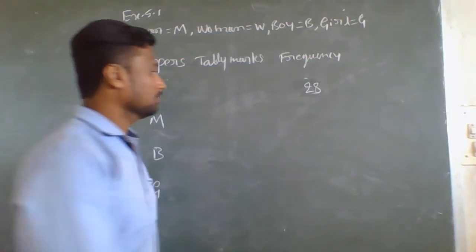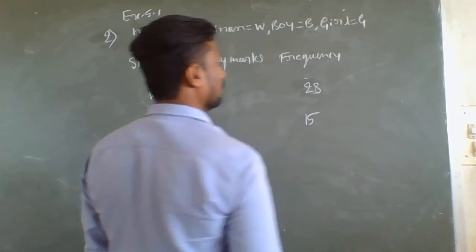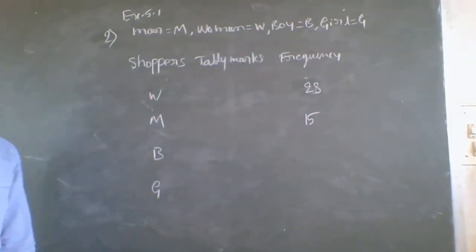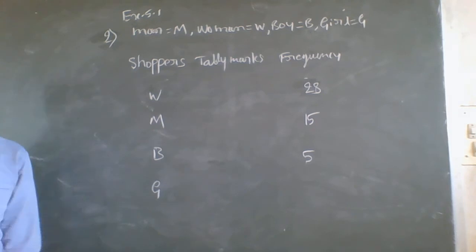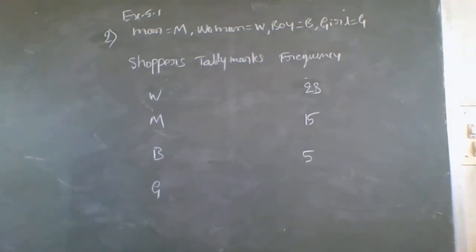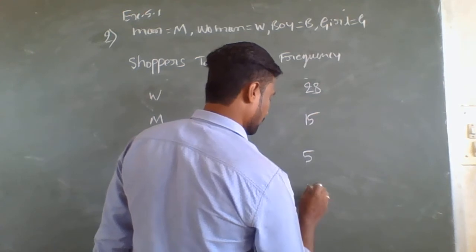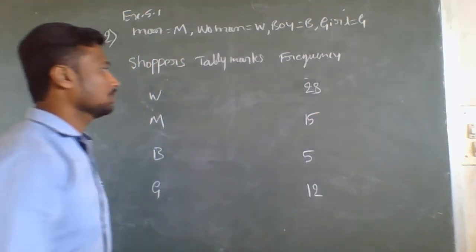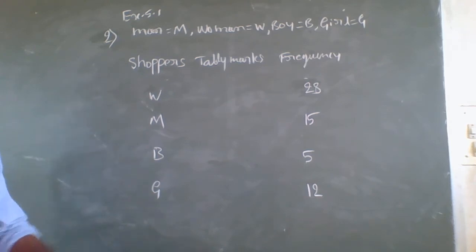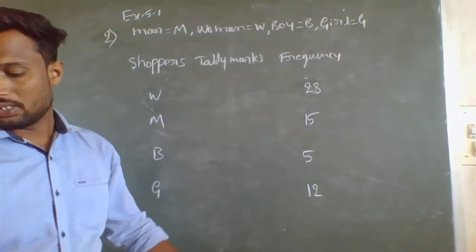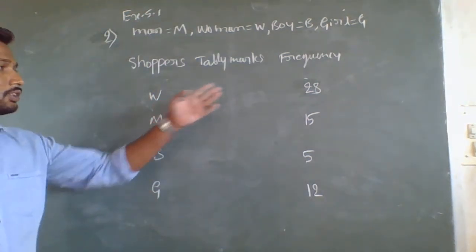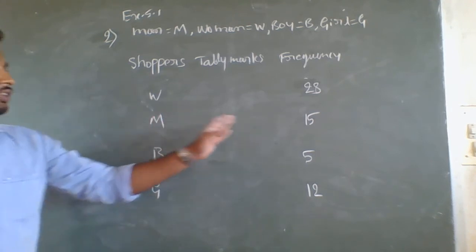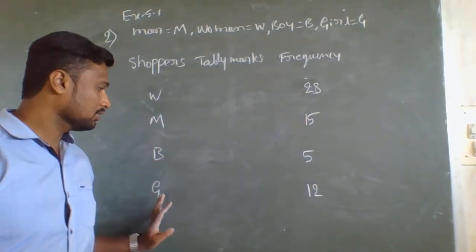Next count the M's. There are 15 M's. And B, how many B are there? 5 B. Next G, how many girls? There are 12 G. I have written these directly, and the list is given in textbook page number 76. So the counts are W 28, M 15, B 5, G 12.